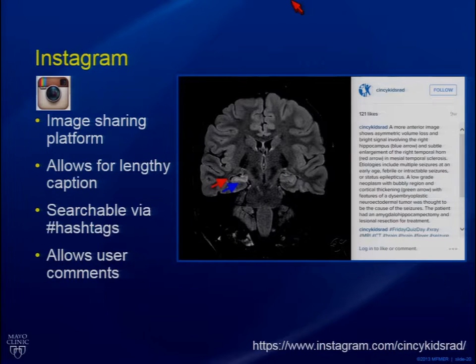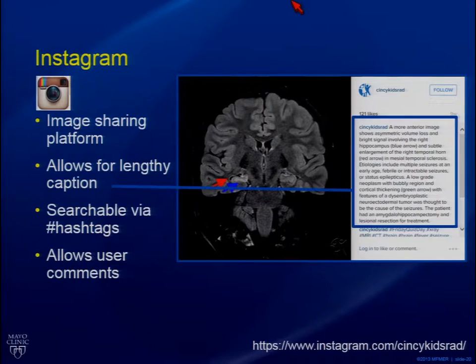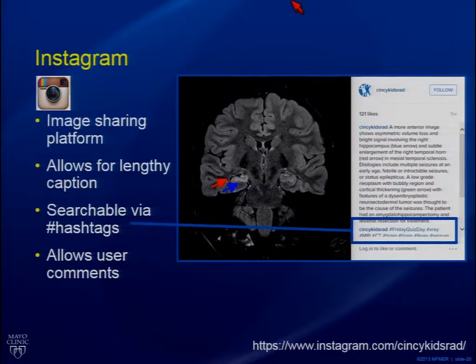Moving on to Instagram. Instagram is an image sharing platform, and one of the advantages that many people find with Instagram over Twitter is that it allows for a really lengthy caption, so you can put a great deal of detail about the image findings into the cases that you post on Instagram. It is also searchable via hashtags, and what many people will do is post their case on Instagram and then link it to Twitter so that you can reach multiple users on different sites. Instagram also allows user comments, so users can provide feedback, ask questions, etc.